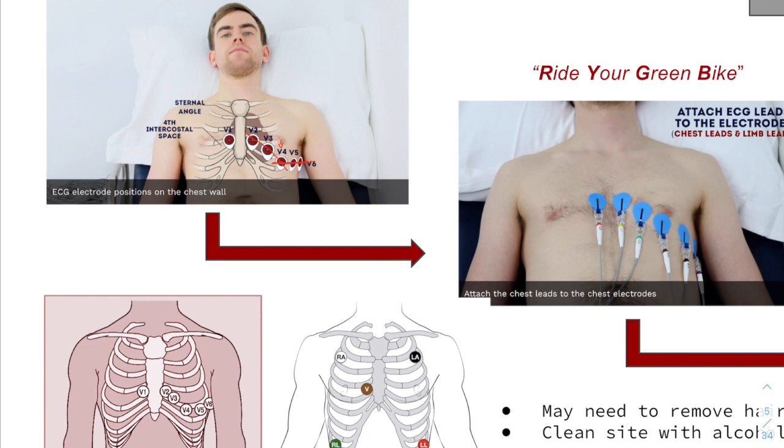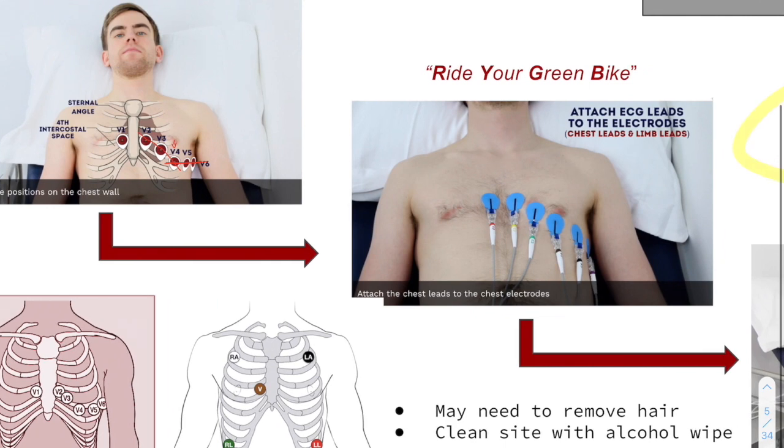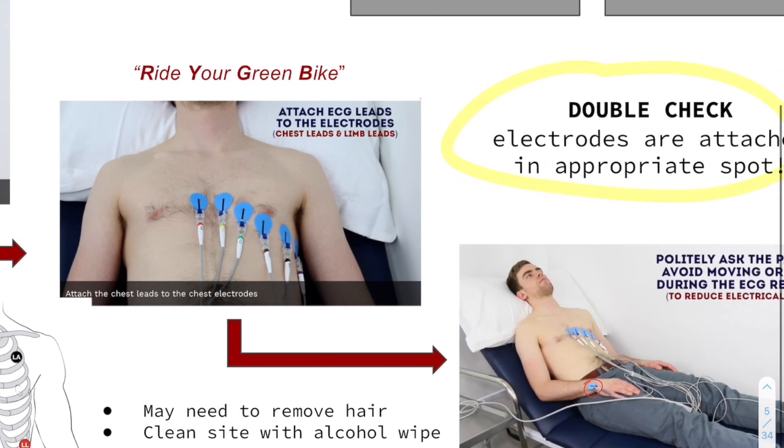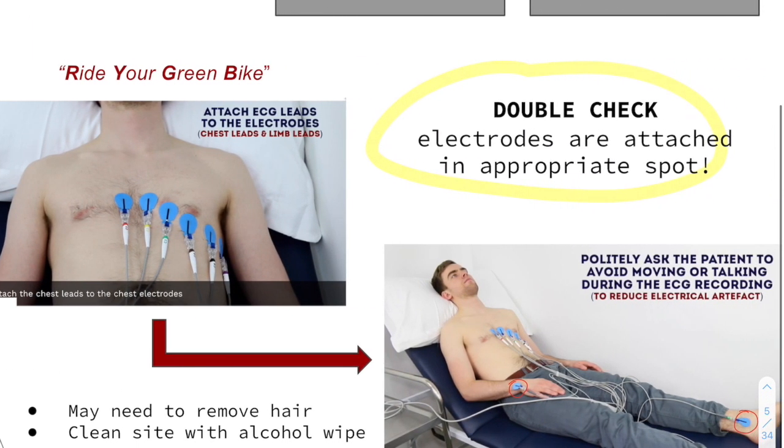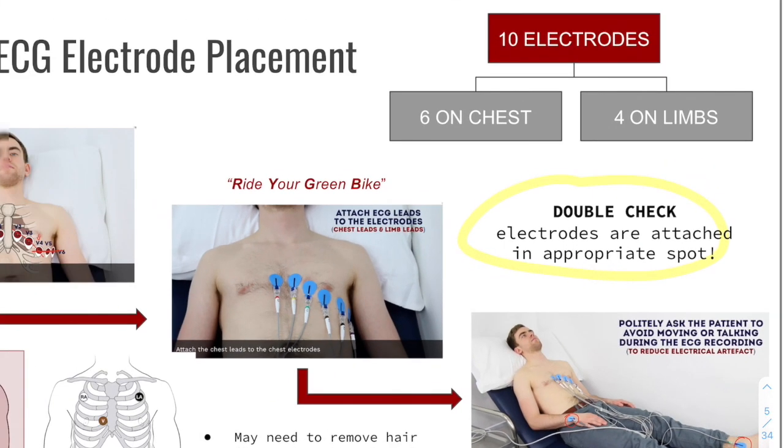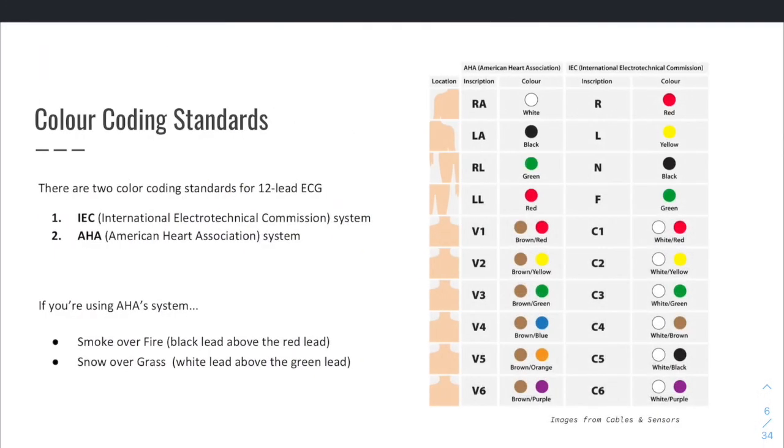The other thing to keep in mind with our leads is that there's a color coding to them, and we'll give you a quick mnemonic for that. Your right arm lead is going to be your red lead. Your right leg lead is going to be the black lead. Your left arm lead is going to be yellow, and your left leg lead is going to be green. So that is also important to keep in mind when you're putting on your leads.